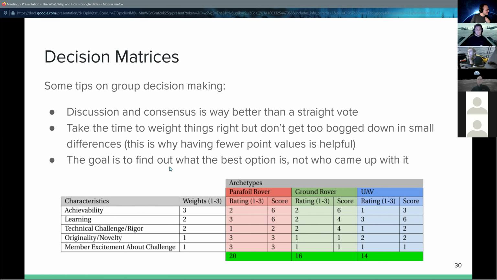Yeah, so a couple more tips. Discussion and consensus is always going to end better than just a straight vote. Democracy is great, but sometimes there are better options. And then take the time to make sure things are weighted right. There's always a healthy balance. Don't get too carried away making sure your numbers are perfect.